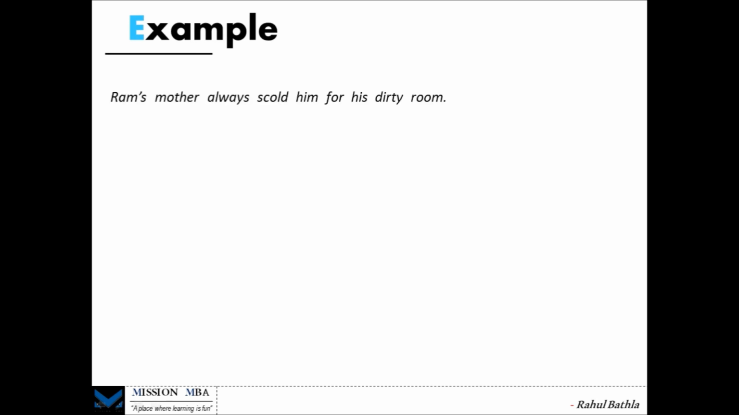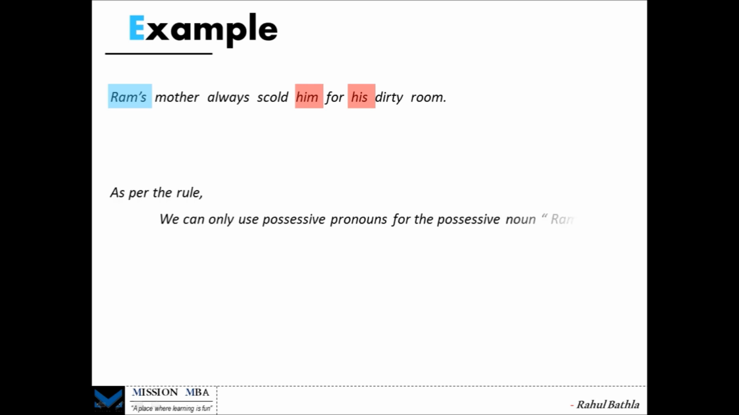Ram's mother always scolded him for his dirty room. Now, what are the pronouns over here? Of course, him and his. What they are trying to refer to? Of course, we have only one male noun and that is Ram's. Now, as per the rule, we can only use possessive pronouns for the possessive noun Ram's.